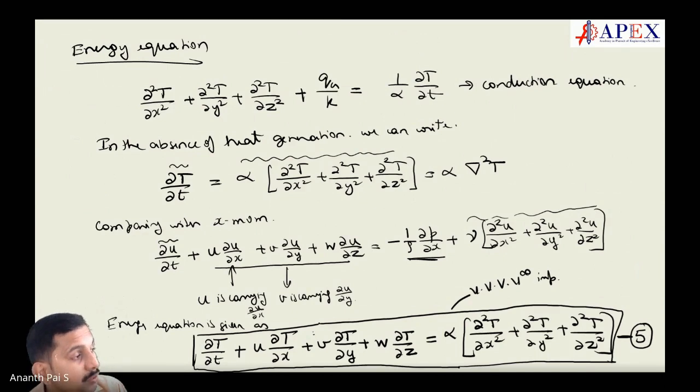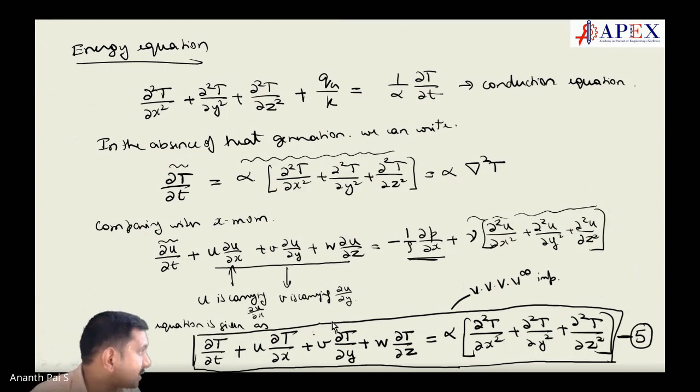Conduction is similar to diffusion. I'll repeat again: conduction is similar to diffusion. So this is diffusion and this is convection. If you see acceleration also, we have convective acceleration and temporal acceleration. Two things are there. So what are these parts? These three terms, one, two, three, are related to convective heat transfer.